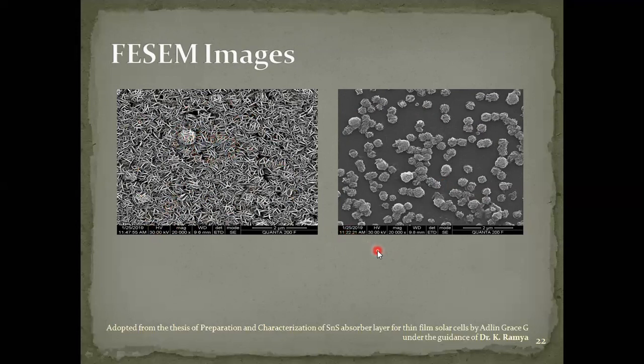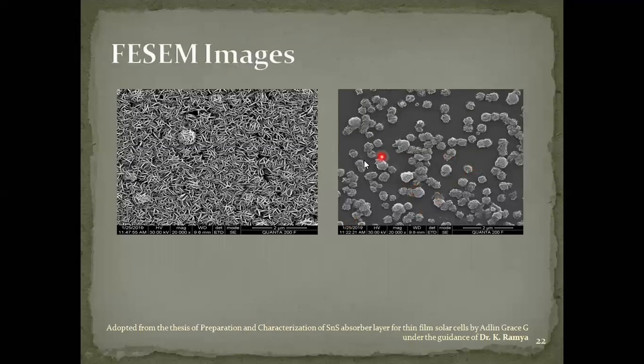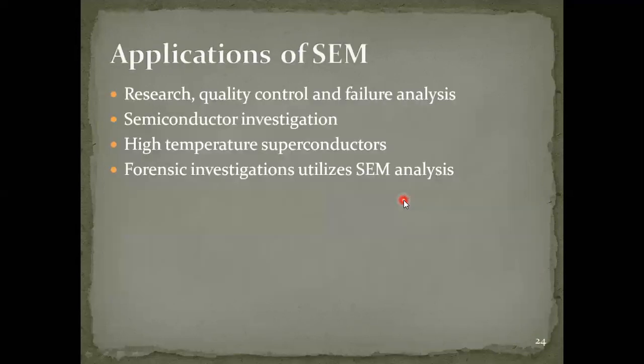So these are the FE-SEM images, and these are SEM images. See, it doesn't have that much resolution, so you can only see the top view. Whereas here you can see how the atoms are distributed and what the morphology is. So this is also valid, but still you cannot get that much detail in the SEM.